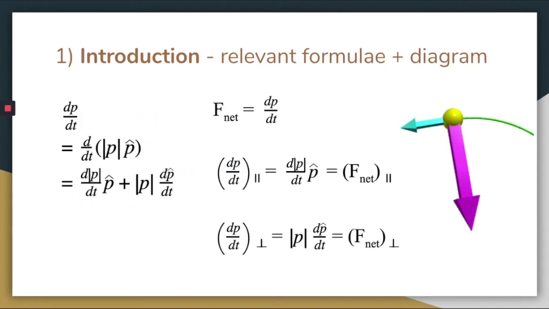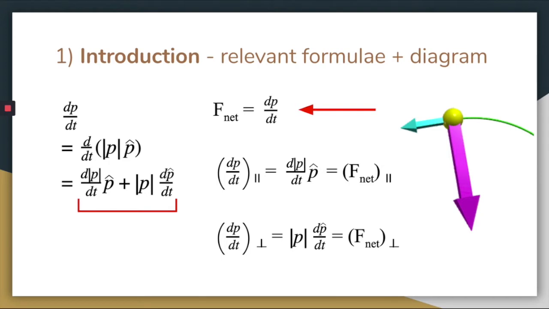So here we have one of the most important formulas for this lab. dp/dt refers to the rate of change of momentum, denoted here by the vector p. Now any vector can be written as a product of its magnitude and its unit vector. We use this fact when taking the derivative of p and apply the product rule for differentiation to obtain this formula. Now by the momentum principle, the net force acting on an object is equal to its rate of change of momentum, so we can therefore write F net equals dp/dt as I've done here.